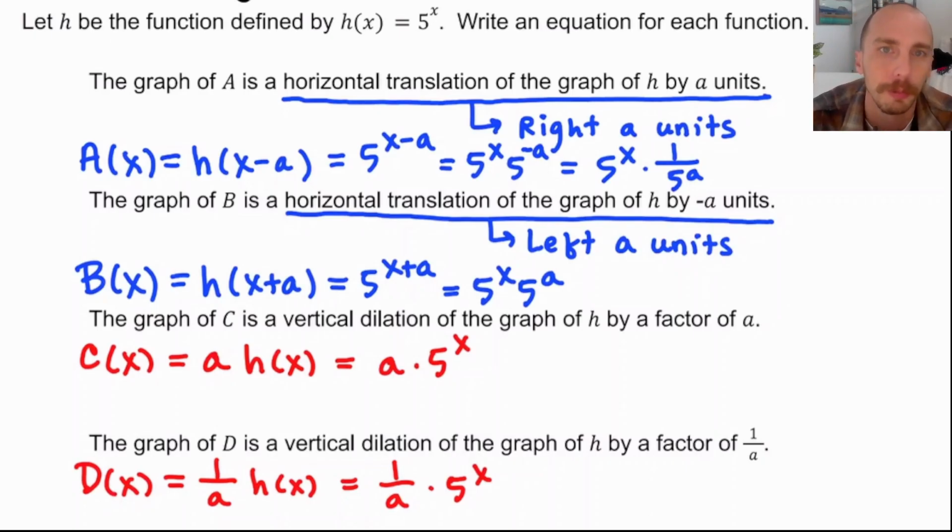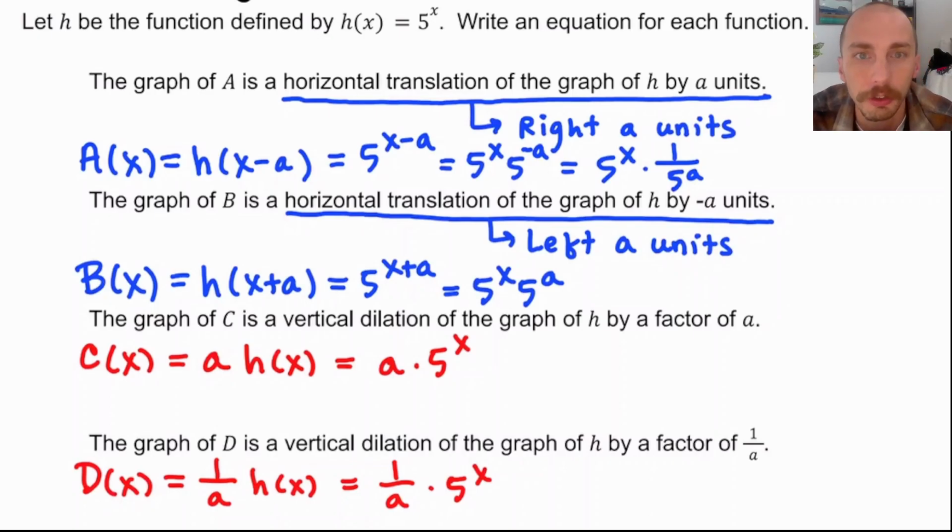And for a horizontal translation negative a units, that does mean going to the left by a. And so we're going to replace x with x plus a. And so 5 to the x plus a can be written as 5 to the x times 5 to the a, and I think that's all I can say about that.